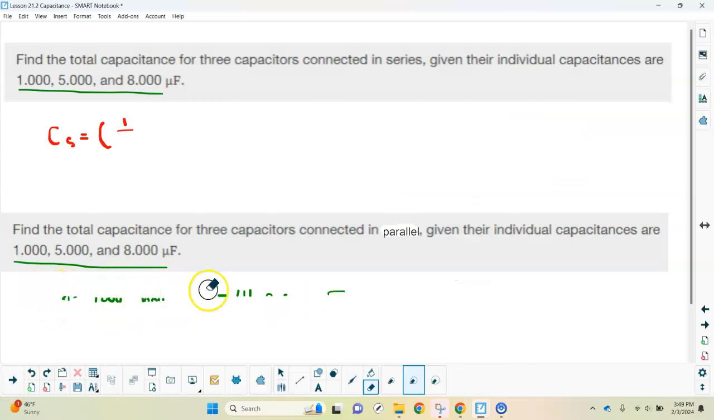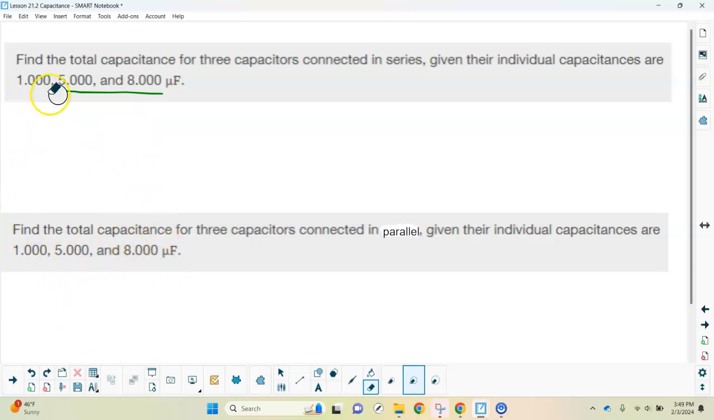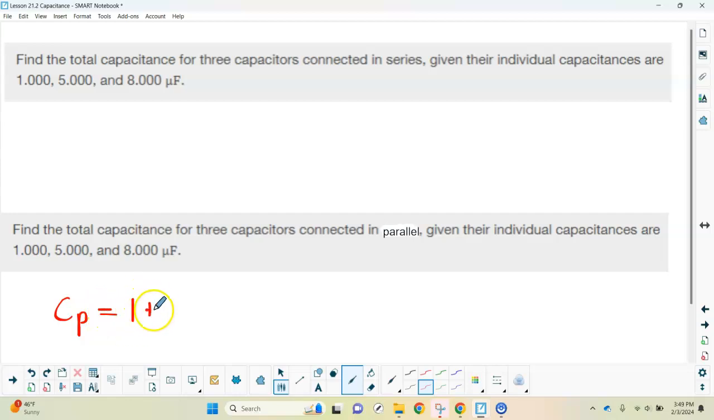Okay, so I misread these, so let me go back. So we're going to try to figure out the capacitance for these three capacitors, a 1, a 5, and an 8 microfarad capacitor. We're going to put them together in series for this one, and we're going to put them in parallel for this one. So let's do the parallel first, because parallel is easier. So capacitance in parallel, the equivalent capacitance would just be you add, so it'd be 1 plus 5 plus 8. So that just gets you 14, and the unit would be microfarads. Because all of them are micro, you don't have to convert anything.